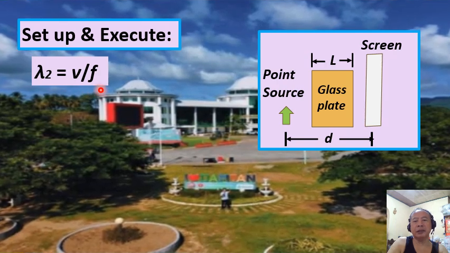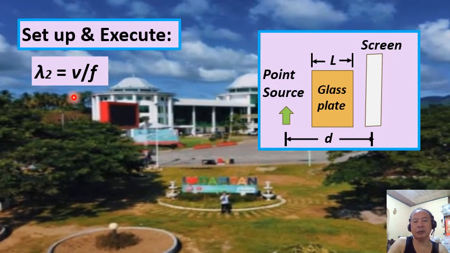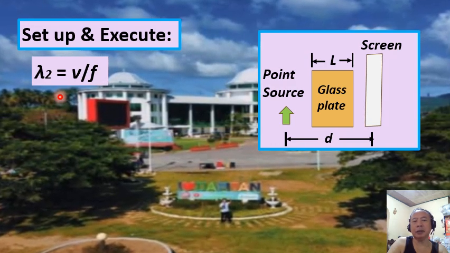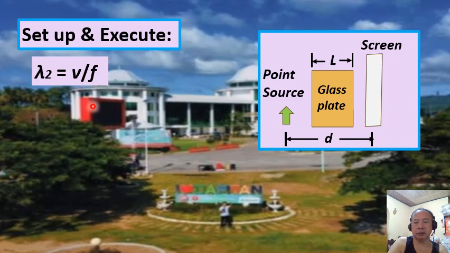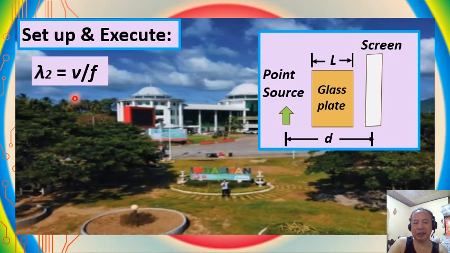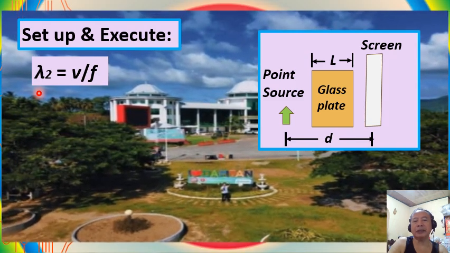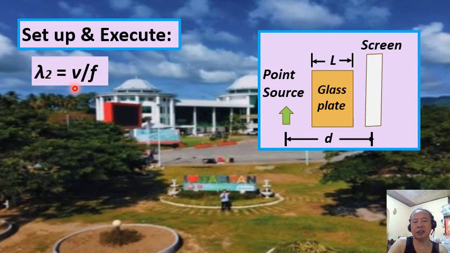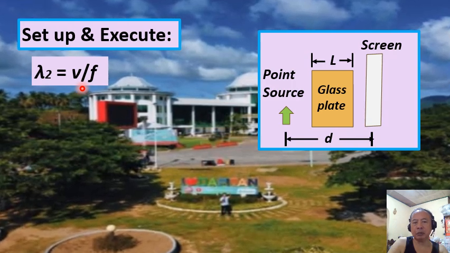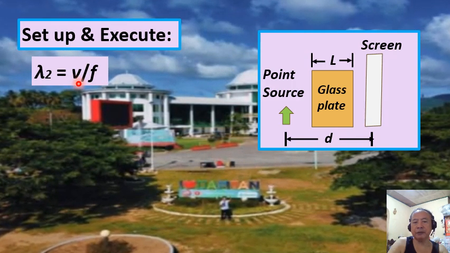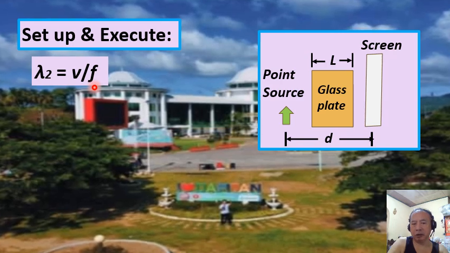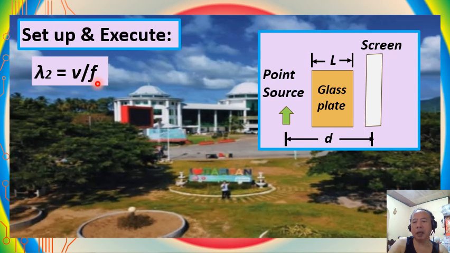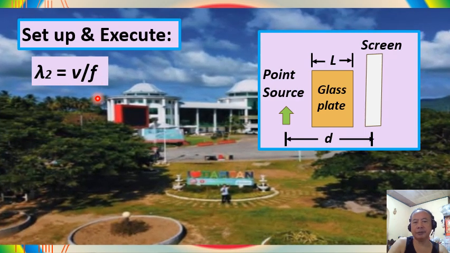Now that we have computed the speed of light in the glass plate, we can proceed in getting the corresponding wavelength of light when it passes through the glass plate. We denote that wavelength as lambda sub 2, and that is just equal to the speed that we have computed, small letter v, divided by the constant frequency of light, which we also have computed earlier.